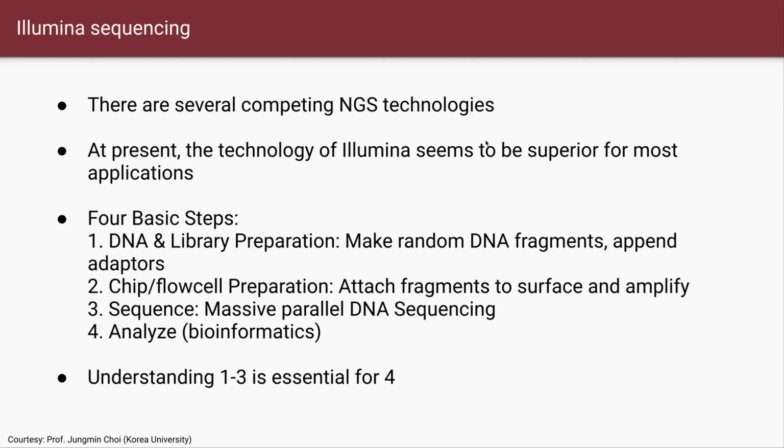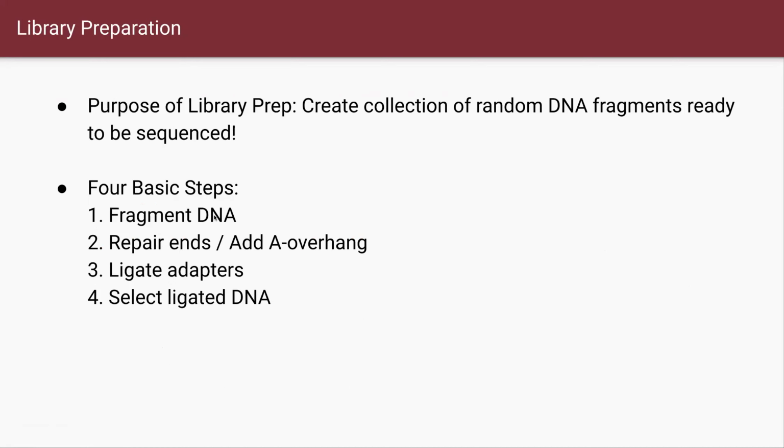Illumina has 4 basic steps. The first one is DNA extraction and library preparation. Once you extract the DNA, you put it into library format. Then once you do that, you load it onto the flow cell. Then you do the sequencing. Then after that, you do the bioinformatics analysis, right? So let's start from the library preparation. Library preparation has this basic process. The first thing is you fragment the DNA.